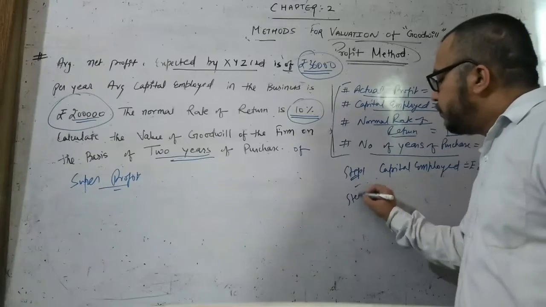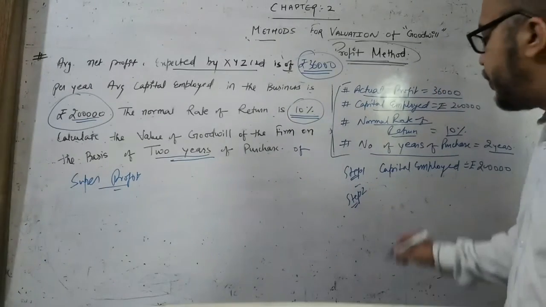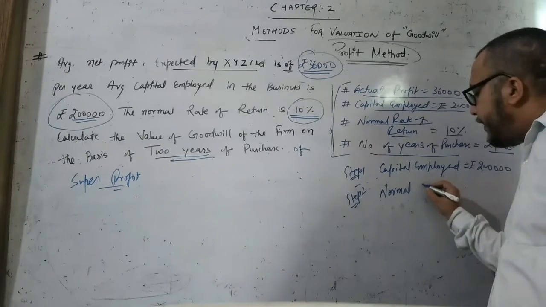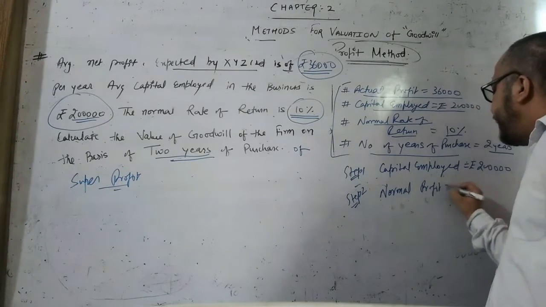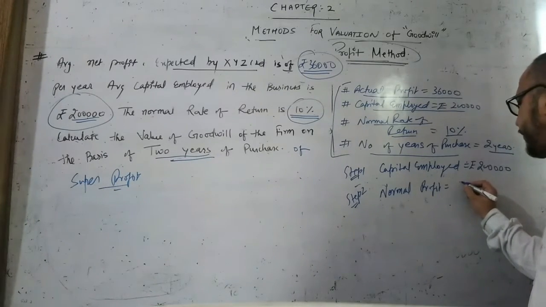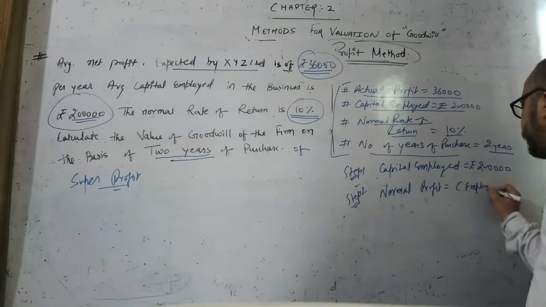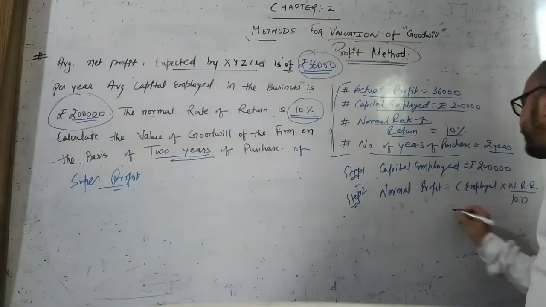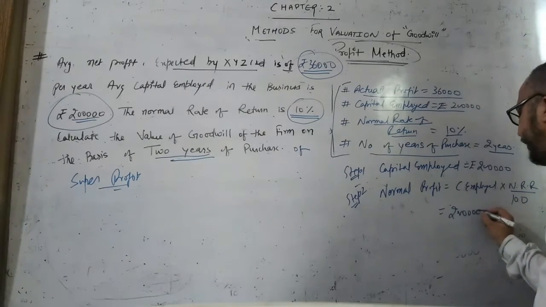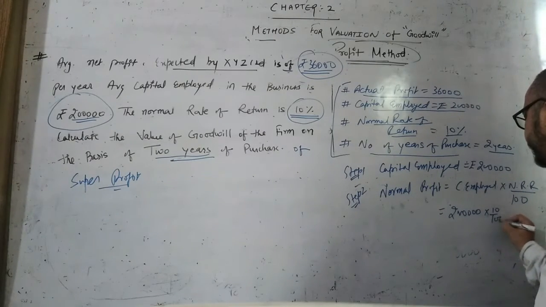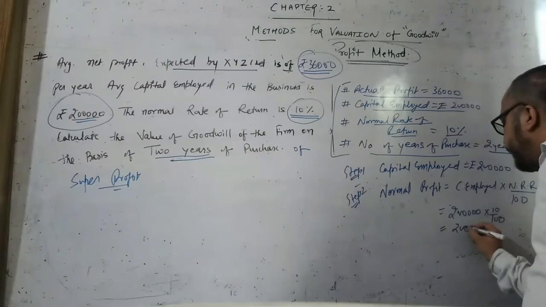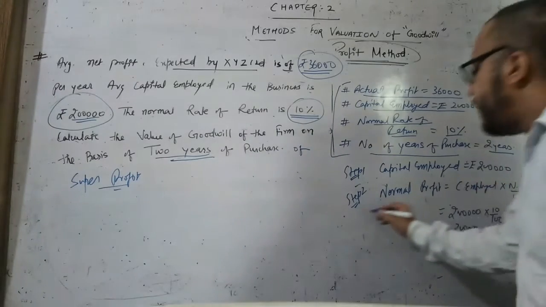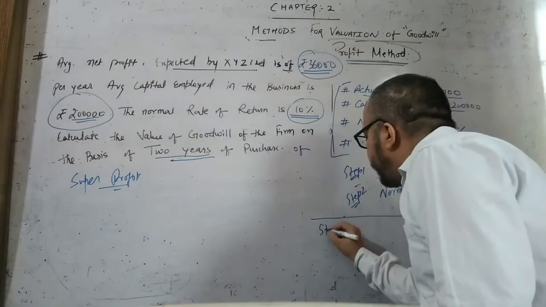Now, step 2 is for making calculation of normal profit. Once you know capital employed, your next step is to calculate normal profit. And that is computed by multiplying capital employed with normal rate of return divided by 100. And once we multiply 2 lakh with 10%, we will get 20,000 as normal profit.